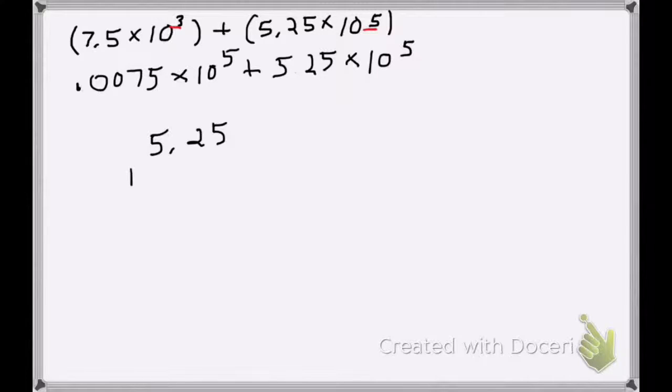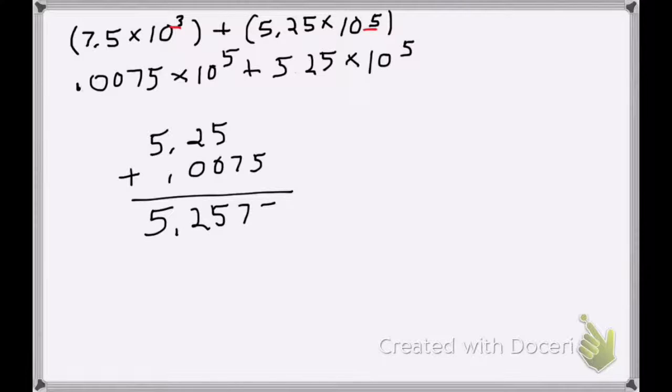5.25 plus 0.0075 equals 5.2575 times 10 to the fifth. Now this can't be our final answer, because we know that the final answer has to take into account the least precise place value of the two numbers that we added. In our case, the 0.5 in the tenths position is the least precise number. Therefore, the final answer has to be written to only the tenths position.